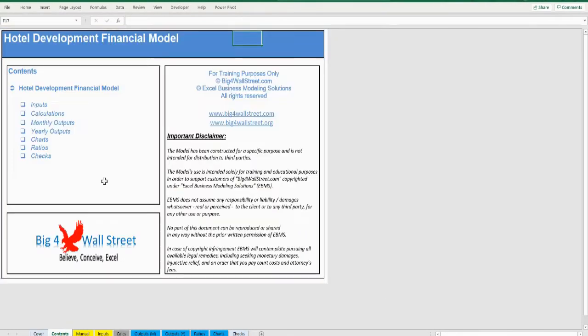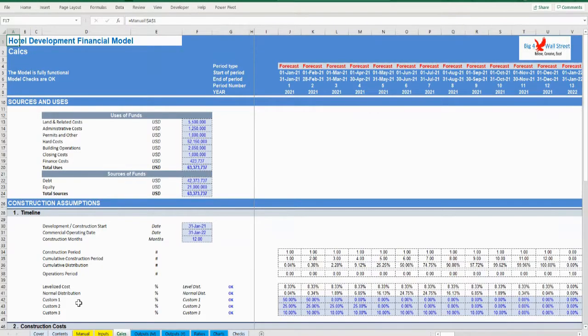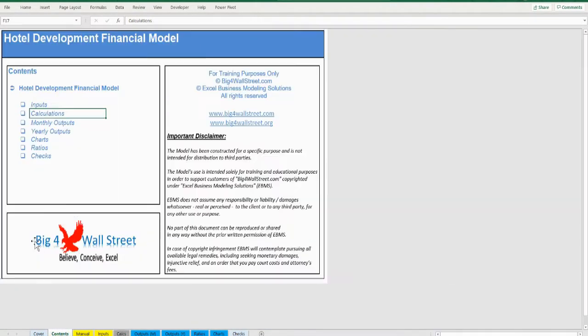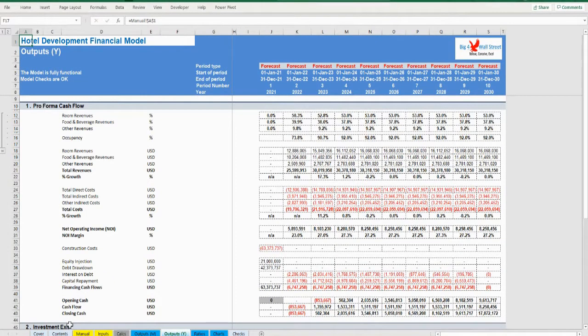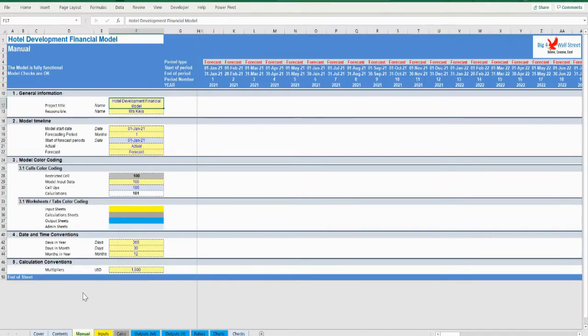In the Contents tab you can see the structure of the model, and by clicking on any of the headlines you will be redirected to the relevant worksheet. On the Manual tab you can feed the general information for the model, such as model name, responsible, timeline of the model and date and currency conventions. Additionally, there is a description of the color coding of the model in the same tab.